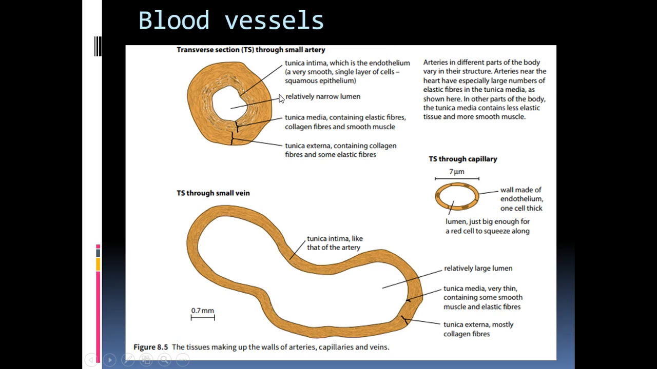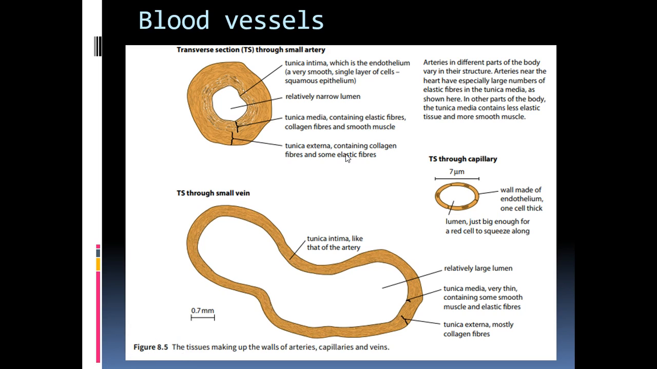And there is also a middle layer, known as the tunica media, and it contains a lot of smooth muscle, collagen, as well as elastic fibers. And finally, we have the outermost layer known as the tunica externa, and it contains some elastic fibers as well as collagen fibers.